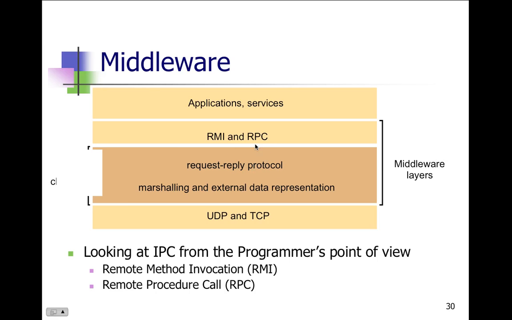What we have underneath here is this middleware layer. So the underlying protocol is running through UDP TCP, a combination of both, mostly TCP actually. The RMI abstraction, the remote method invocation, is running on top of the marshalling, external data representation, the request-reply protocol, all of the different things that people often refer to as middleware.